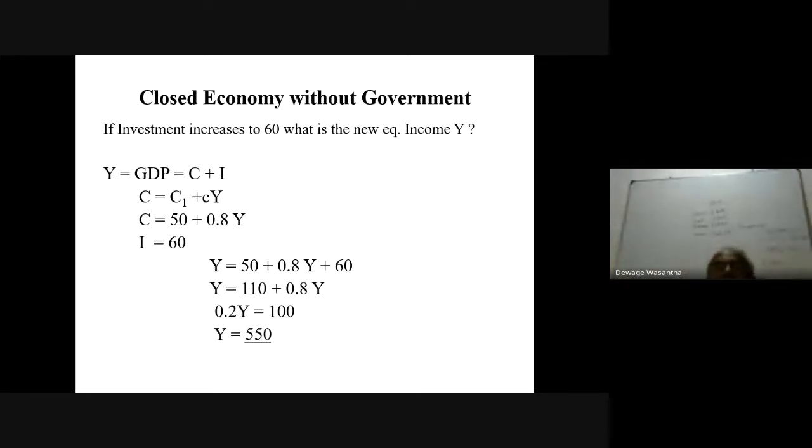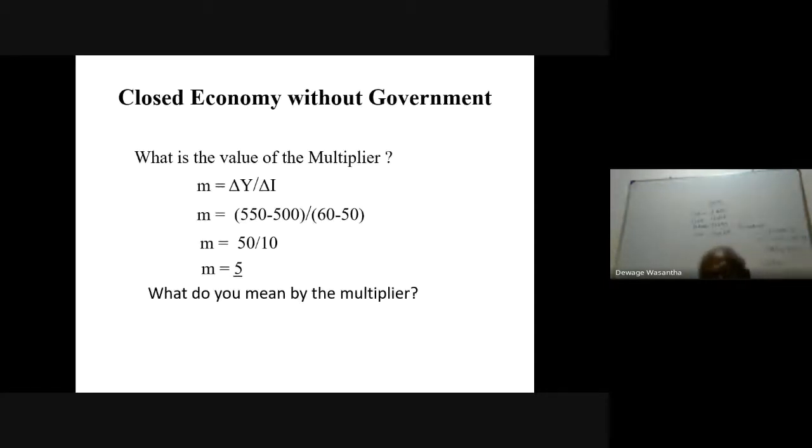So now we are going to introduce a new concept called the multiplier. The investment increased by 10 billion. GDP increased by 50 billion. Change in GDP, 50, divided by change in investment, 10. 50 divided by 10 is 5. This economy's multiplier is 5. What is the value of the multiplier? Multiplier is change in Y divided by change in I: 550 minus 500, divided by 60 minus 50. 50 divided by 10 is 5.